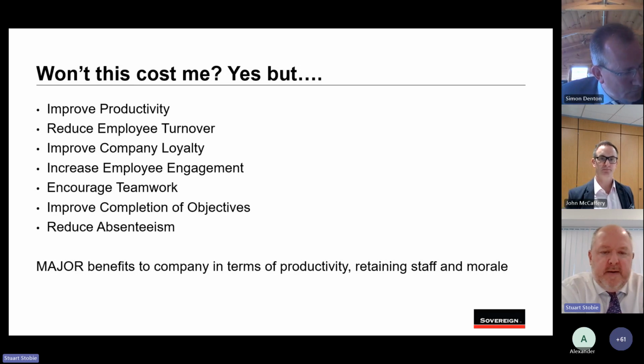On that list also, and I say, what does this cost me? Yes, but as I say, ultimately it's retaining staff, greater returns, increased profitability, and a more effective business. It's been proved time and time again.